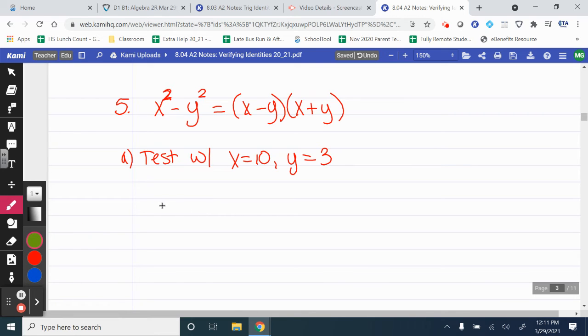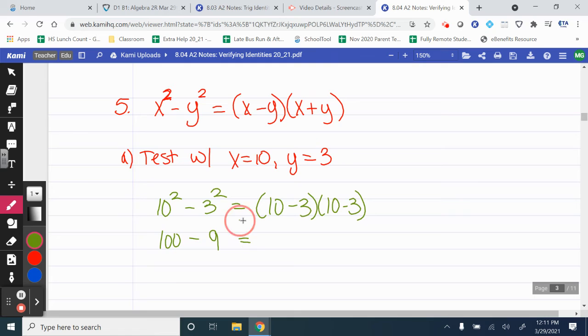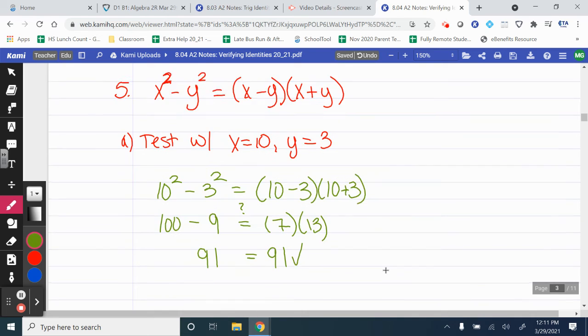All right, so you would have had over here 10 squared minus 3 squared, here 10 minus 3 times 10 plus 3, and then you'd have 100 minus 9. We're seeing, are these equal? 10 minus 3 is 7, 10, oops, missed an addition sign, 10 plus 3 is 13. 100 minus 9 would give us 91, 7 times 13 gives us 91. So if we test it, it works. Now I want to prove it.